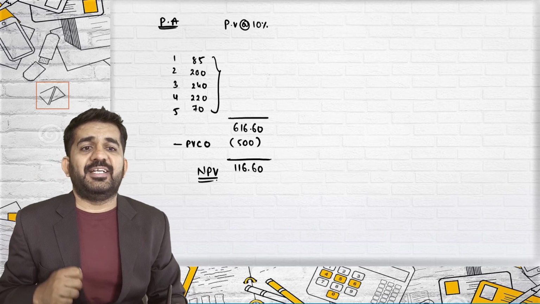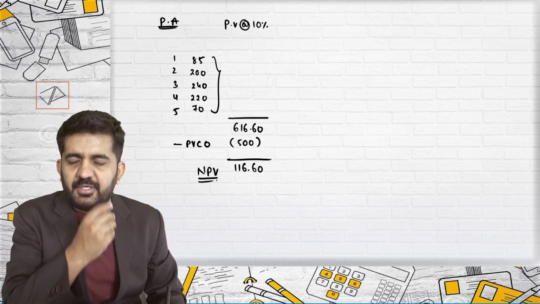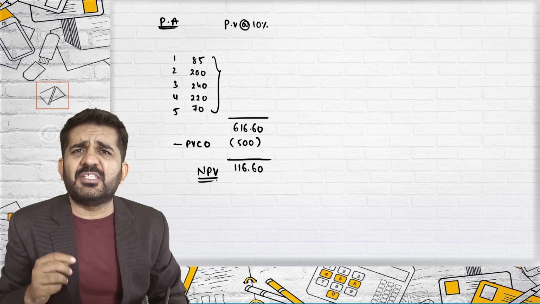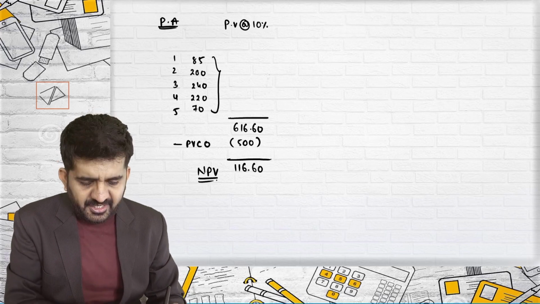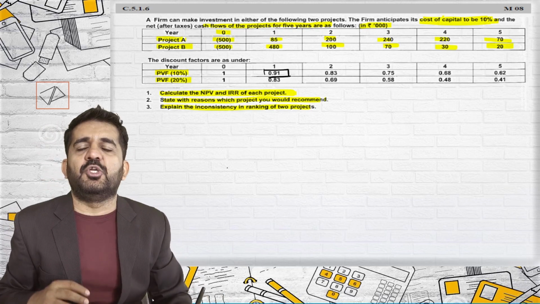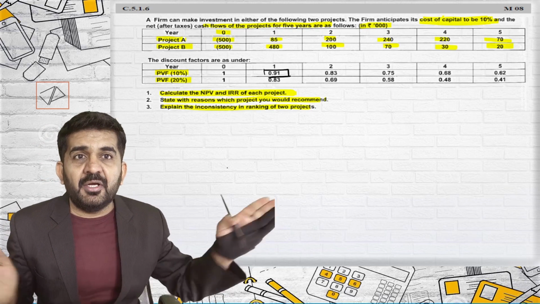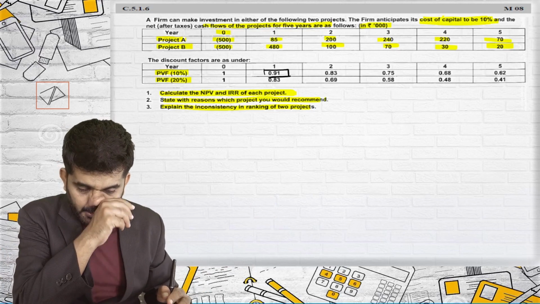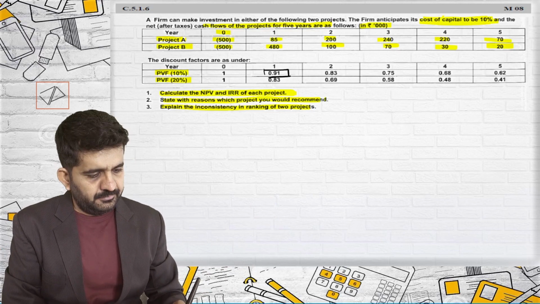as far as project A is concerned. I am doing it in calculator, so my answer might be somewhat different from the book because they have already taken a factor. So 1 divided by 1.10, they have taken 0.91. We might have taken up till all the digits which are available in our calculator.